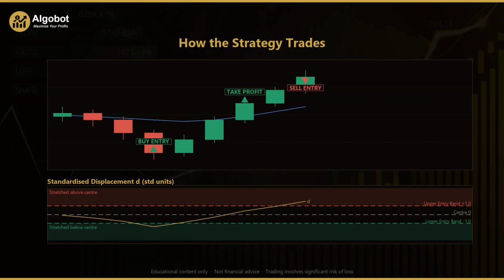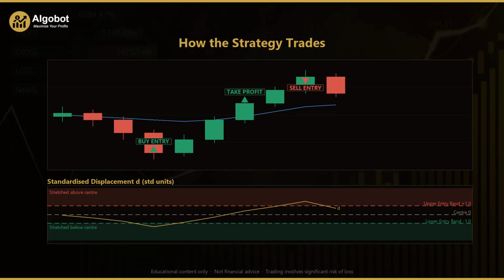From here, the story is the spring doing its job. The next candles recover, price climbs back toward the equilibrium center, and the displacement rises off the lower band back toward 0. As price reaches the take profit target above, the long is booked. That's the mean reverting leg complete. Now the market swings the other way.